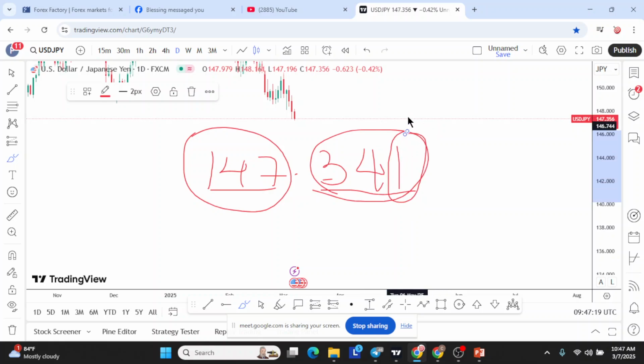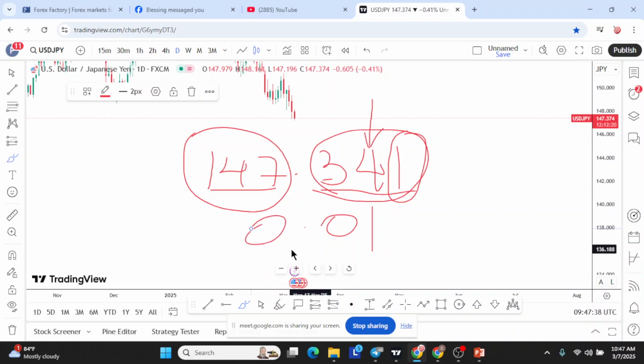The third number is the pipette, and the pip can start from the second number here. Start from the second number. So now if you want to write 1 pip, your 1 is put here, you have 0 here, 0.0 here. This is 1 pip.